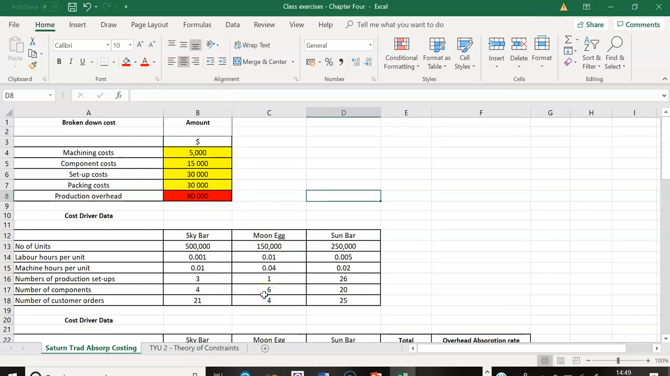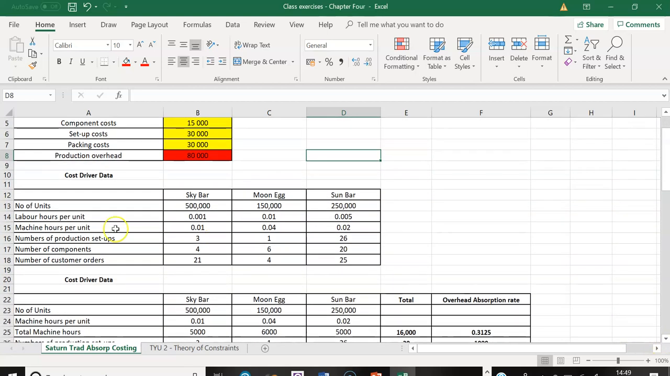My business now is to find out how much of this 5,000 I am going to allocate to Sky, how much of this 15,000, how much of this 30,000, and how much of this other 30,000. And exactly the same for Moon and for Sun. So I need a method.